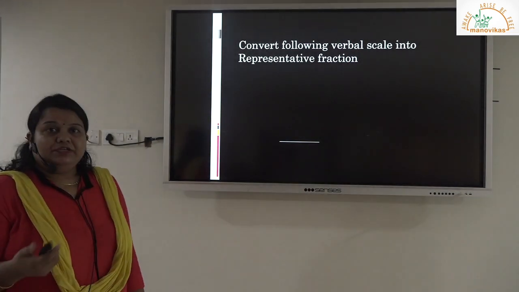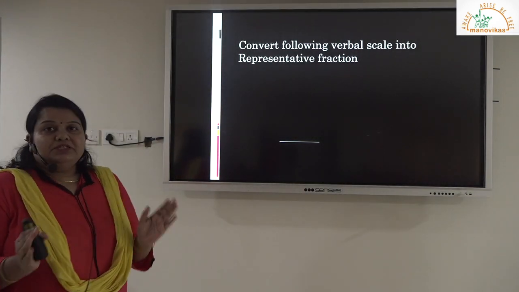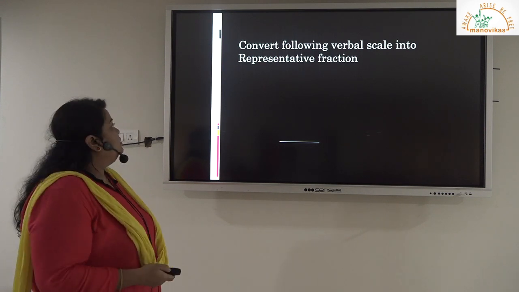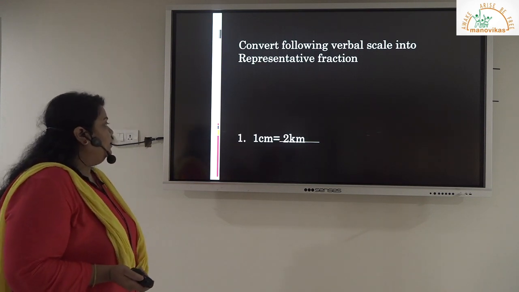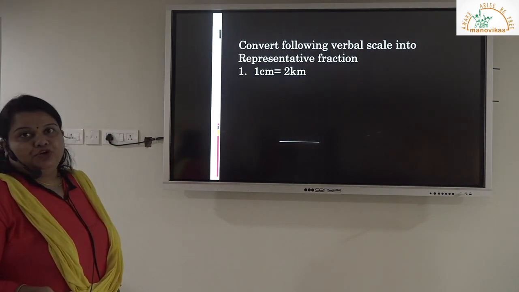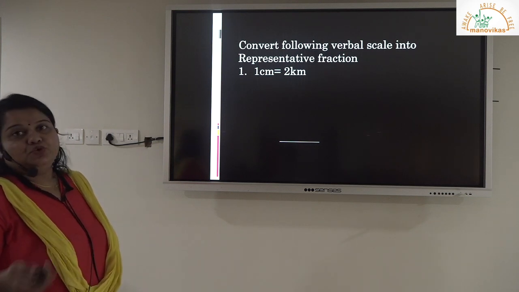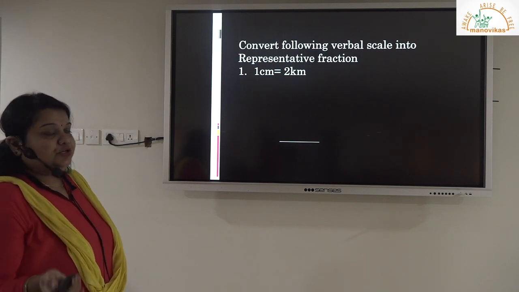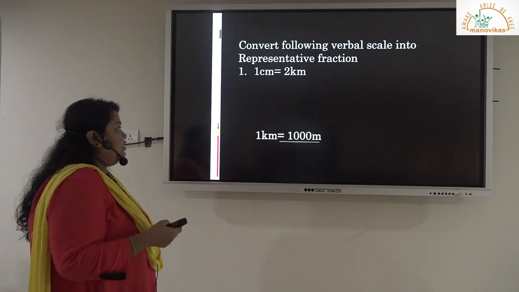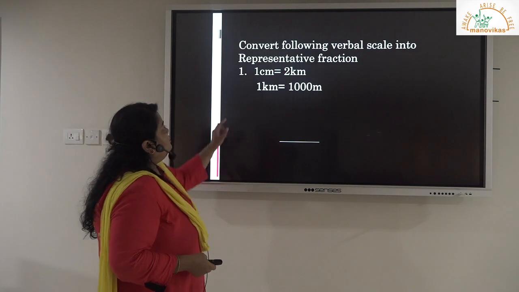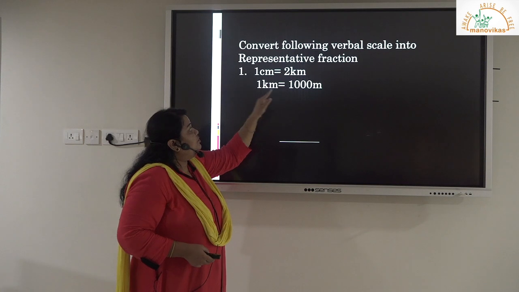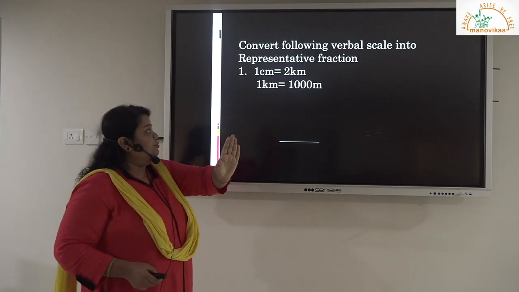Let us check for the calculation parts. Verbal scale is given to you, we need to convert it into representative fraction. So how do we do it? So we'll take one example. 1 centimeter is equal to 2 kilometers. So 1 centimeter on the map is 2 kilometers on the ground. So we need to check first, 1 centimeter is 2 kilometers. So how much does 1 kilometer make up as centimeters?